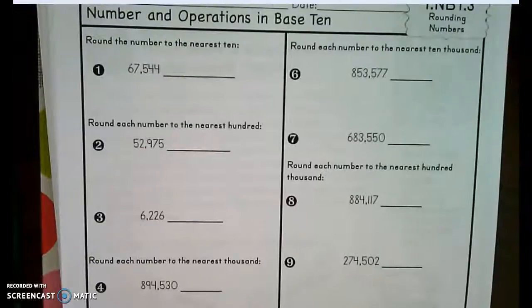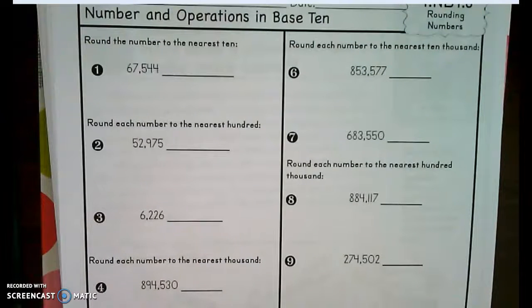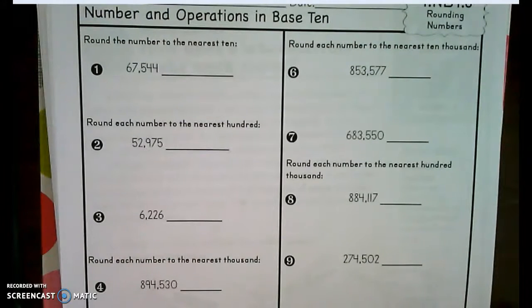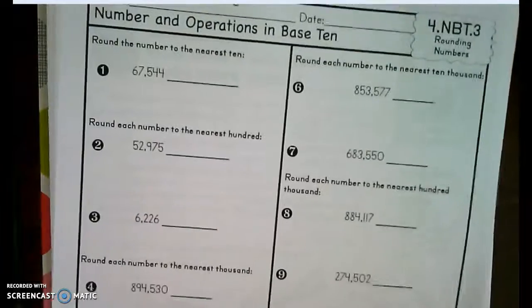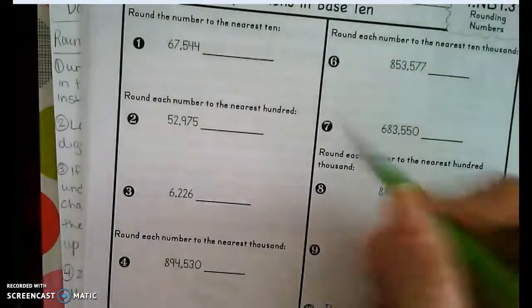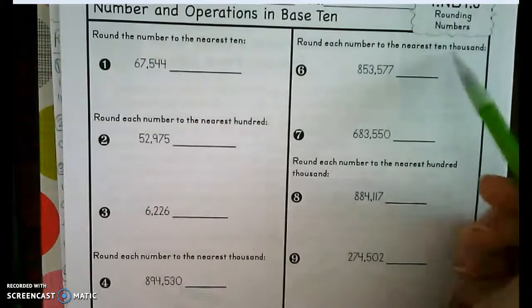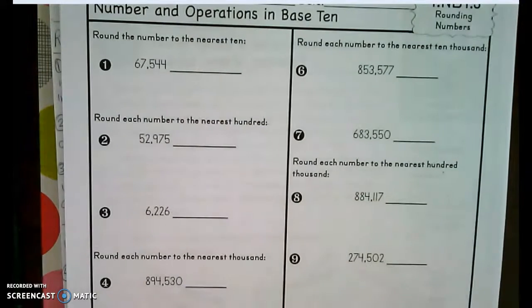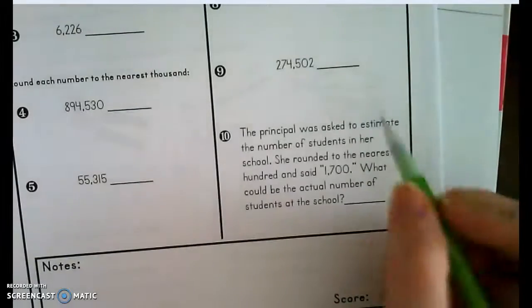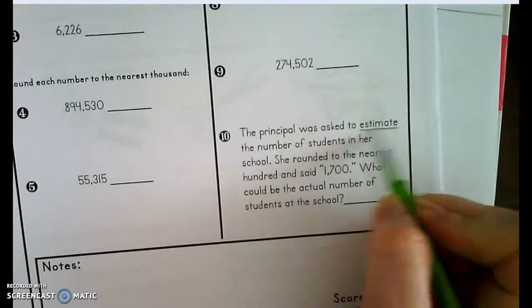I am going to be going over rounding numbers today, so I'm going to give you guys a few things that you can use to help you get through this. All right. On this paper, it asks you to round to the nearest 10, 100, 1,000, 10,000, 100,000. And remember, in word problems, when it says estimate, that means you need to round.